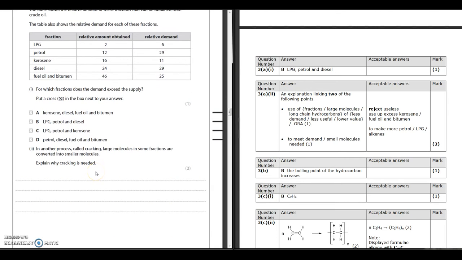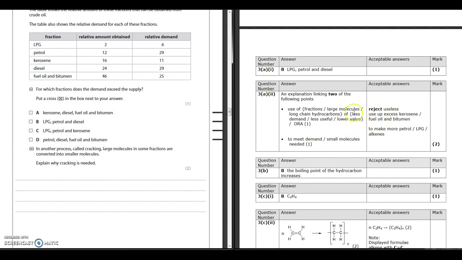Why do we need cracking? Be careful, you've got to say two things here, 2 marks. So cracking is useful because it will take the longer molecules, which aren't so useful. Look at all these things you can say about it: lower value, less useful, less demand, and then turn them into the small molecules, which are needed, and you've got to imply something along those lines. You can't just say it makes small molecules, you've got to be saying they're good for fuels. You could name specific uses of fuel.